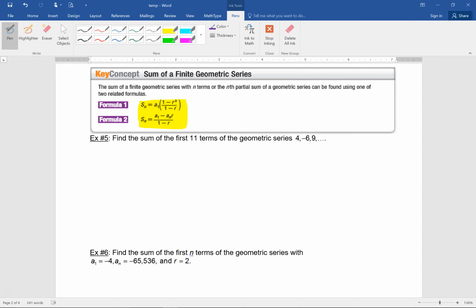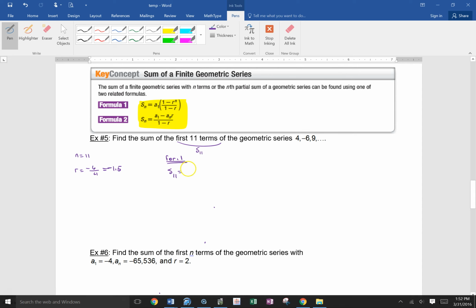Okay, so the sum of the first 11 terms, meaning we want S11, which automatically means that n is equal to 11. What is r equal to? Negative 6 over 4, which is equal to negative 1.5. Okay? All right, so we want S11. Are we going to use the first or the second formula? The first one, because we're not given an, right?